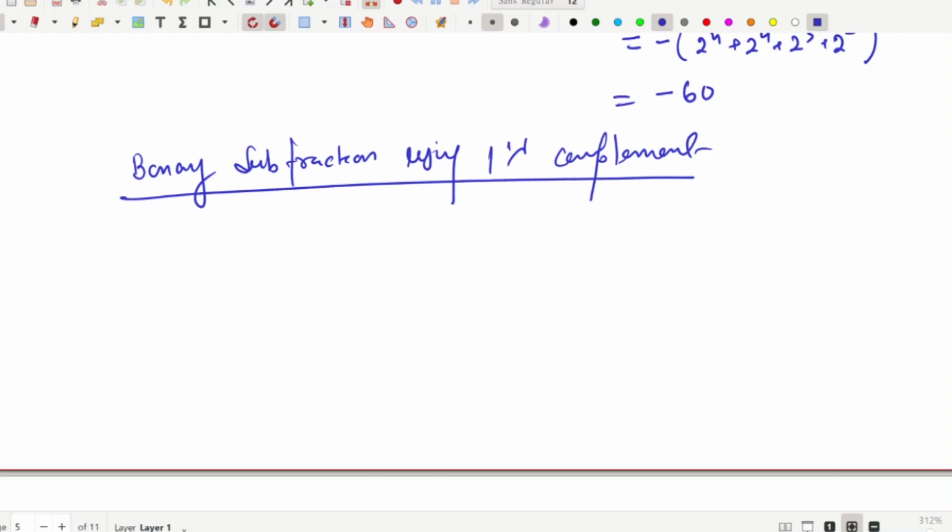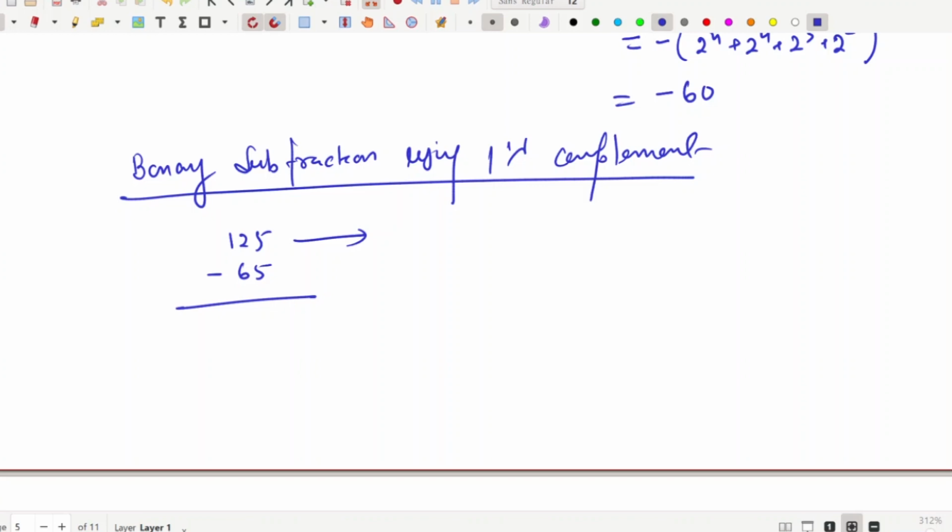Here, what is this? 125. This number is positive, so we write its binary equivalent. There is no need of converting it into a 1's complement. The 1's complement of any positive number is the same as its binary equivalent in the given bit format. So this is 0 1 1 1 1 1 0 1.